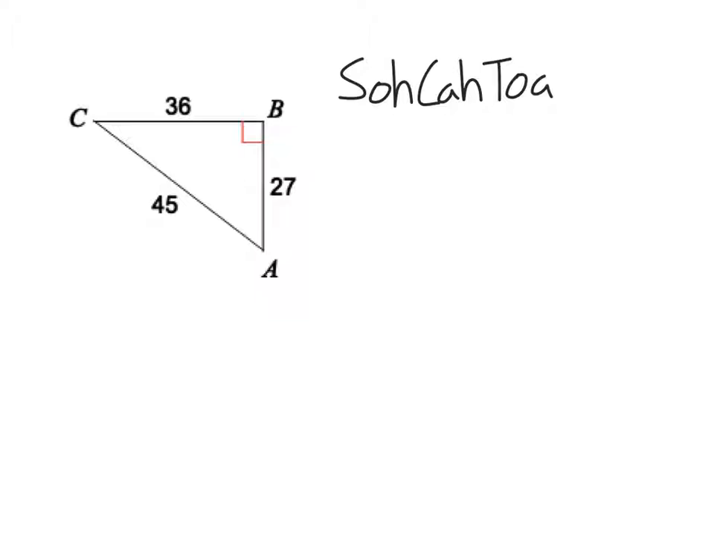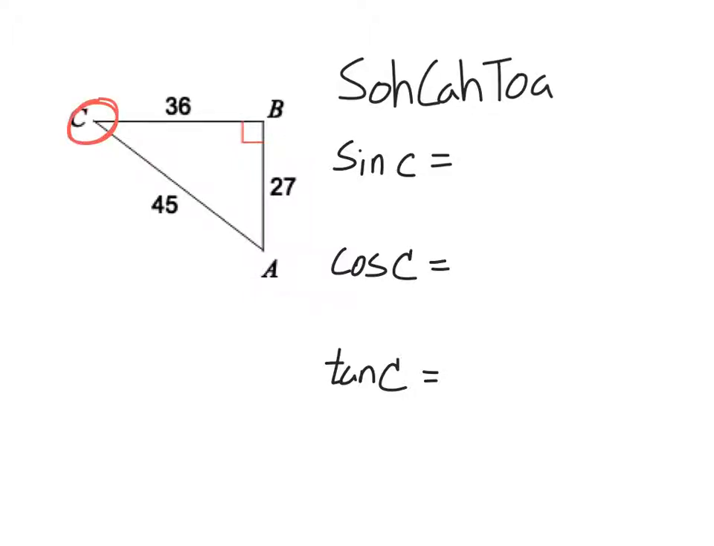So in this example, I want to find the sine, cosine, and tangent of angle C. So first thing, I want to look at angle C. Right there it is. So sine is opposite over hypotenuse. So the opposite side, we go opposite that angle, it's 27. And the hypotenuse is 45.